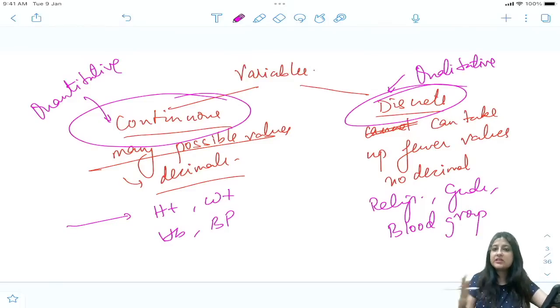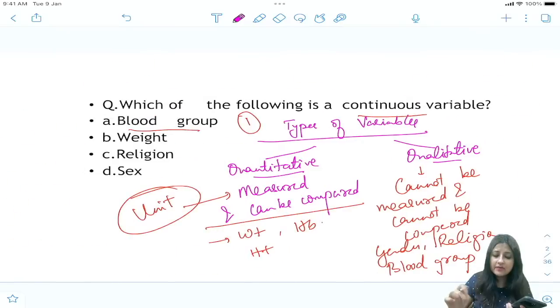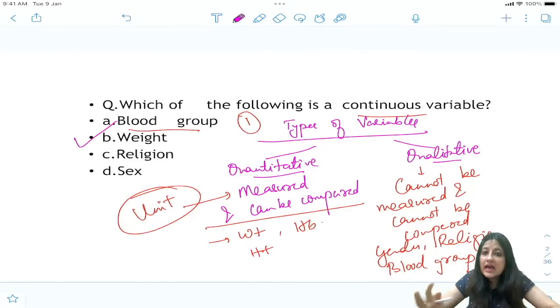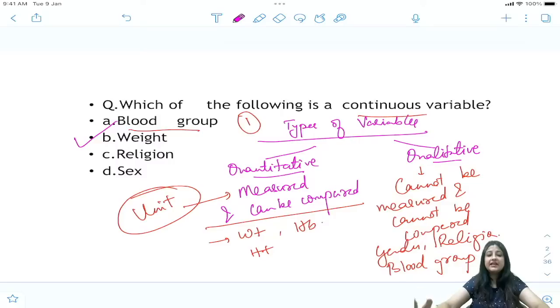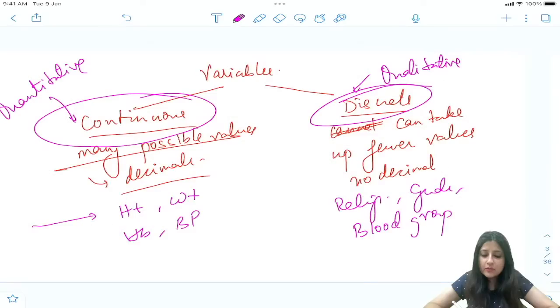Either you will be A positive or B positive. You cannot lie in between A positive and B positive. So it was a simple question. So look over here, what is your answer? Of course, weight. Am I clear? Everybody remember, continuous are the same as quantitative, and all the qualitative variables are discrete variables. Okay, let's move ahead. So this is one classification type of variables which can turn up in your exam.